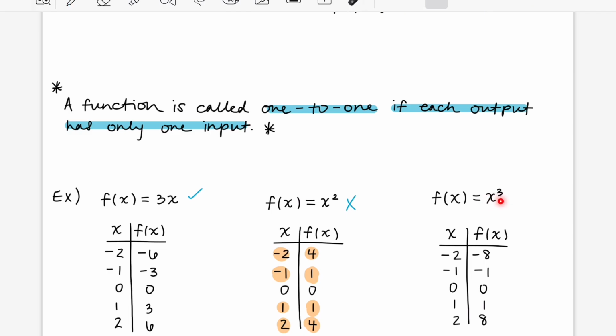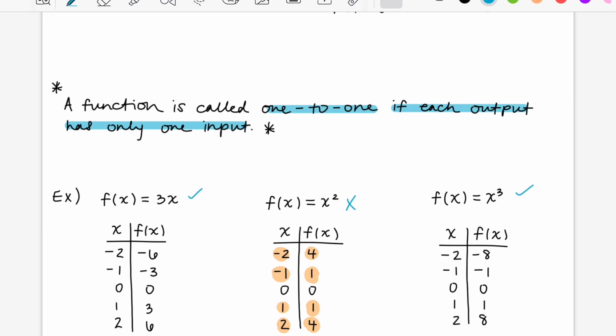And lastly, x cubed here, we can see that all of these outputs have only one input. So negative 8 can only be produced from negative 2, negative 1 can only be produced from negative 1, and so on. So this function is one-to-one.